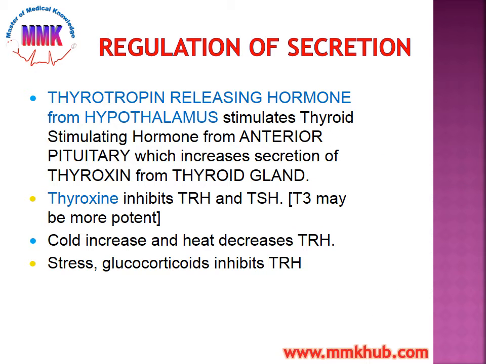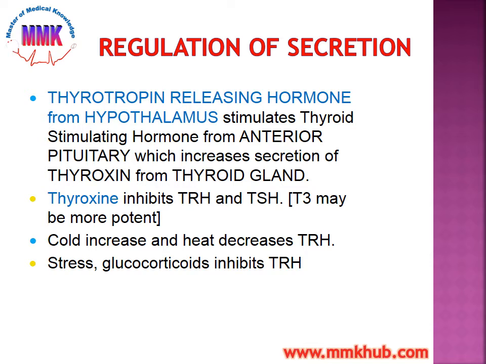Regulation of the thyroid hormone. Thyroid hormone regulation is dependent on the thyrotropin releasing hormone from the hypothalamus, which stimulates the release of thyroid stimulating hormone from the anterior pituitary gland. This thyroid stimulating hormone then acts on the thyroid gland to cause the release of thyroxine. Thyroxine has an inhibitory negative feedback effect on the thyrotropin releasing hormone and thyroid stimulating hormone. In this regard, T3 is more potent than T4.